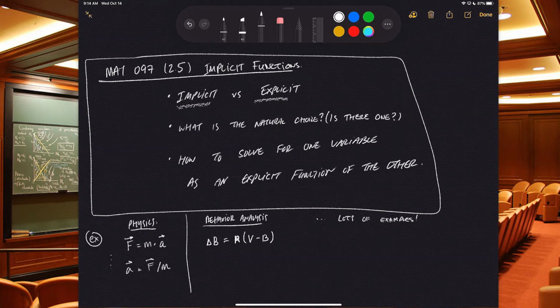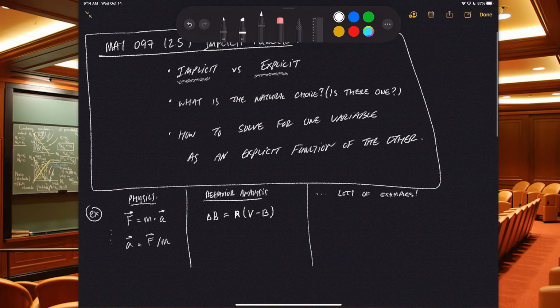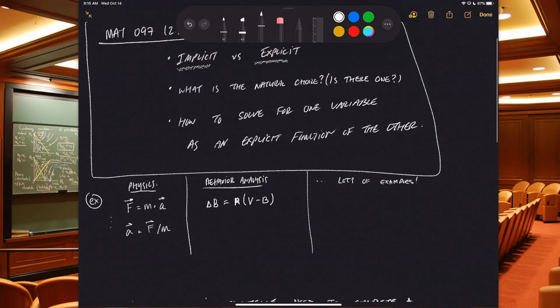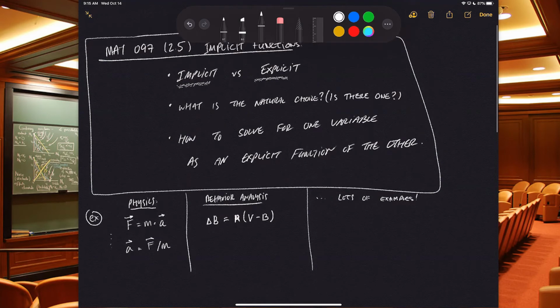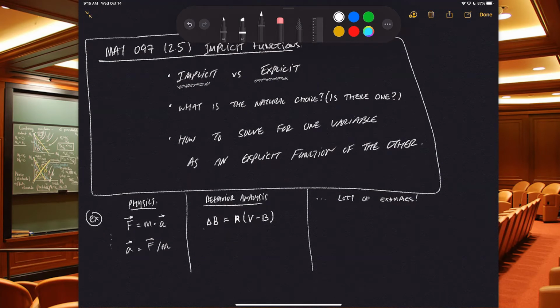In behavior analysis, this is something that my brother studies. We were just looking at this equation the other day. This is a measurement of the change in learning of an organism. So the change in the learning of an organism is equal to some positive learning rate times the difference between the value that they get from the behavior versus their expected value of the behavior they chose.